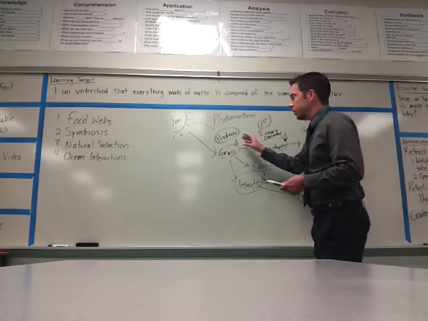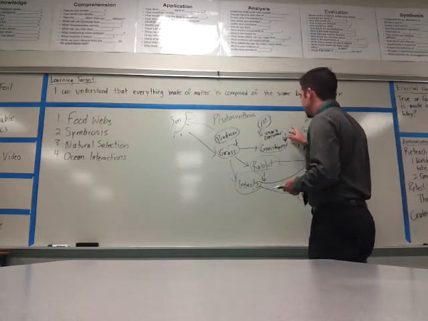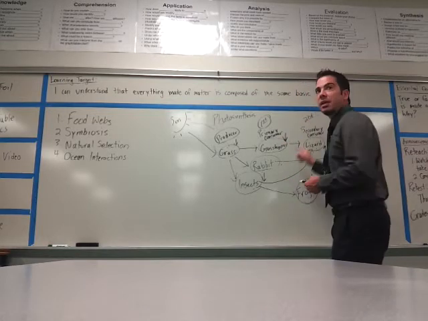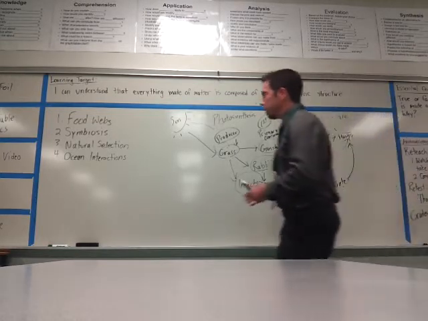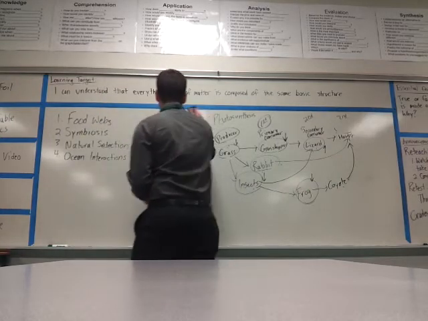So the general idea here is that competition is not good. We've got our producers that start a food chain. We've got our consumers. The first one is primary, the second one is secondary, the third one is tertiary. So that's it for food webs. That's pretty much all you need to know.